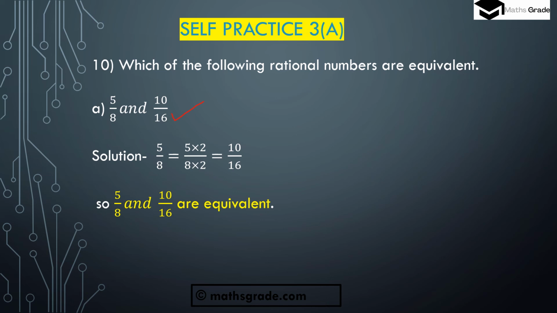So multiply the number 2 with both numerator and denominator of 5 divided by 8. We get 5 multiplied with 2 is 10, and denominator 8 multiplied with 2, we get 16. So we get 10 divided by 16, which is equal to the second rational number 10 divided by 16. So 5 divided by 8 is equivalent to the rational number 10 divided by 16, or 10 divided by 16 is equivalent to the rational number 5 divided by 8. So 5 divided by 8 and 10 divided by 16 are equivalent rational numbers. Both are equivalent.